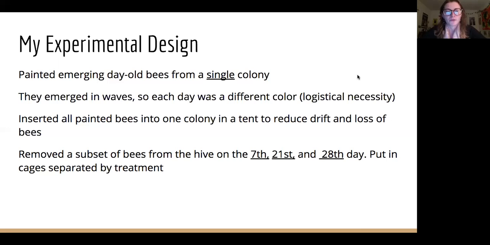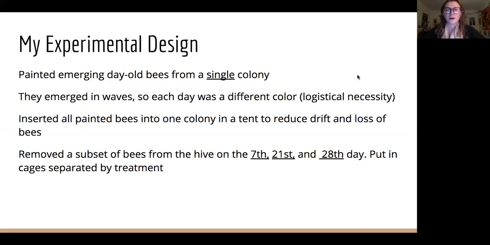And then I removed a subset of those bees from the hive on the 7th, 21st, and 28th day and put them into cages separated by treatment. And the purpose of those days was I figured that on the 7th day, they would still be nurses. On the 21st day, they would still be relatively young foragers. And on the 28th day, they would be considered old foragers.